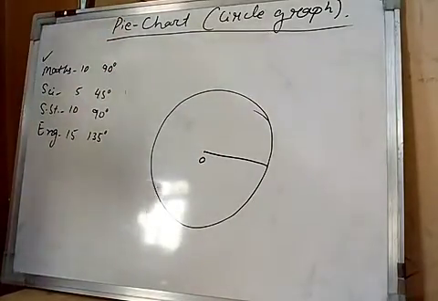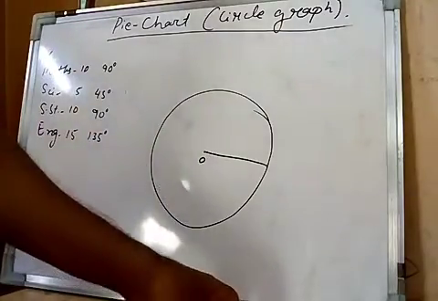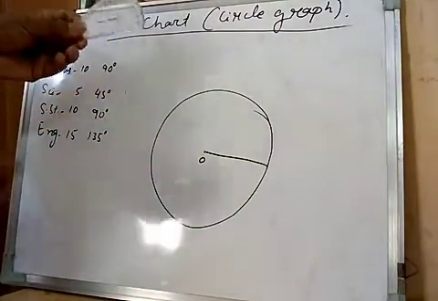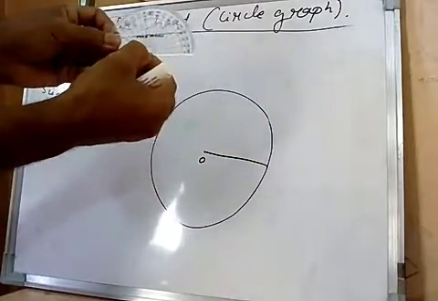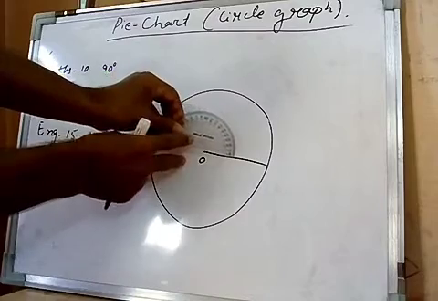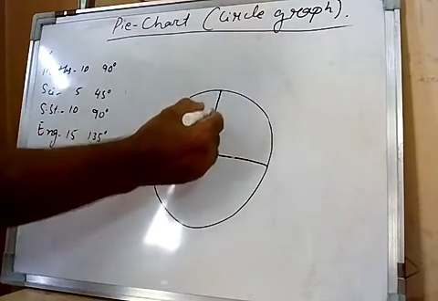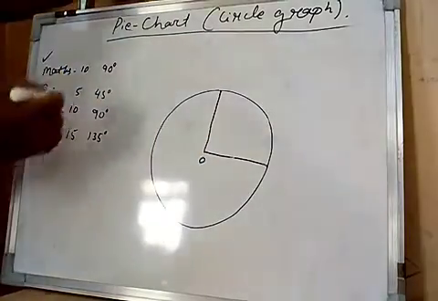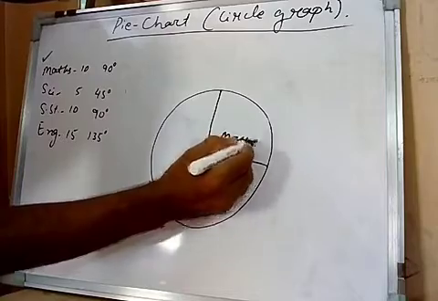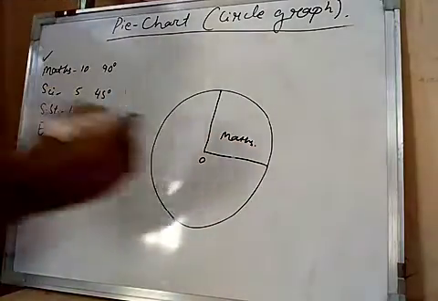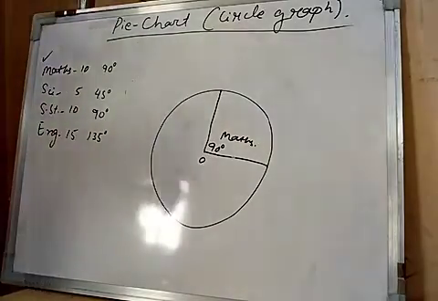This is maths, 90 degrees. So you have to use what? A protractor for making that. This side is the right side, so on the right side in the protractor, from here to here, by putting these points we can make 90 degrees here. So this is 90 degrees. This 90 degrees represents maths, so we have to write maths here, right? This is 90 degrees.